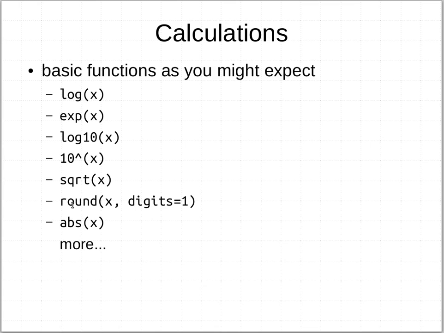Square root, rounding variables, and you can specify how many digits to round to very conveniently in R. You get an absolute value. There's lots and lots more. These would be kind of related to some of the basic functions you could use in Excel, and there's lots of those options available too.